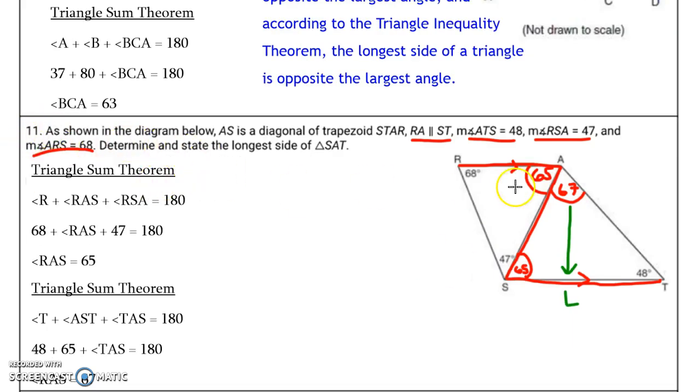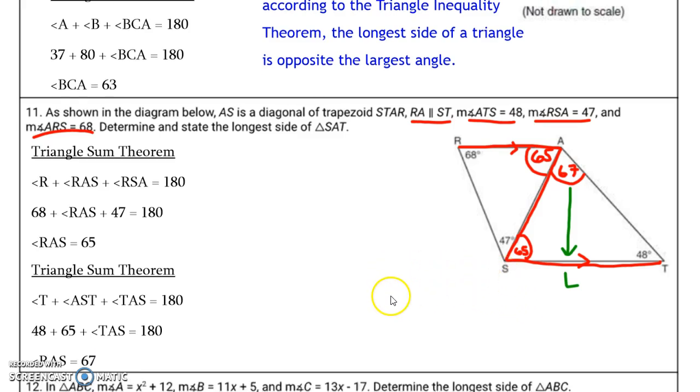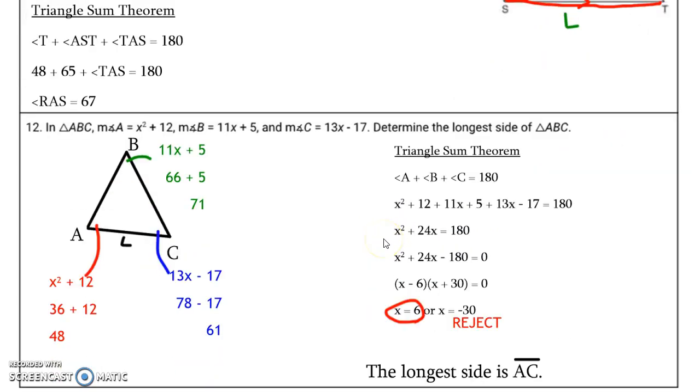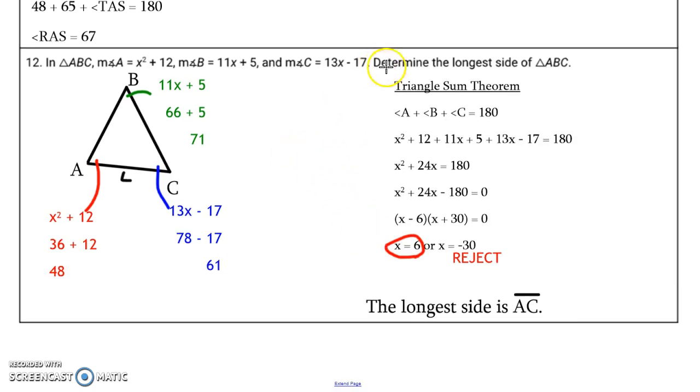For question number 11, we used the triangle sum theorem to find 65. Then you should have noticed that RA was parallel to ST, which means these two parallel lines with a transversal between them gives us two alternate interior angles. This one's 65 and this one's 65. 65 and 48 subtracted from 180 gave us 67, which means that this is the largest angle, which means this is the longest side. So it's more and more just finding the missing angles and trying to determine which side is the longest. This was a little bit of a walk through the park, but take a look at it.